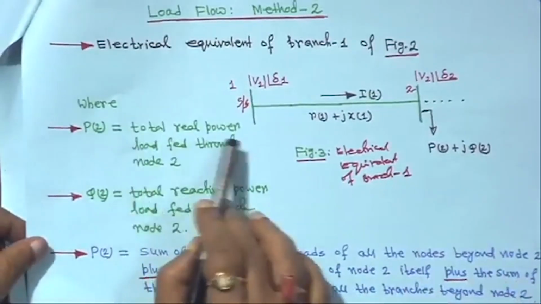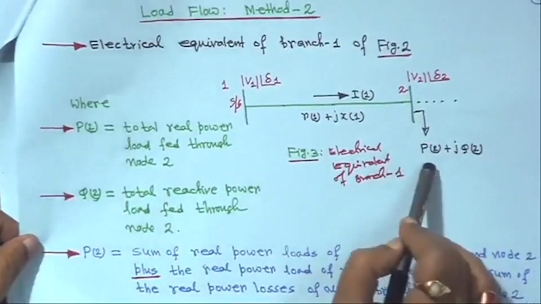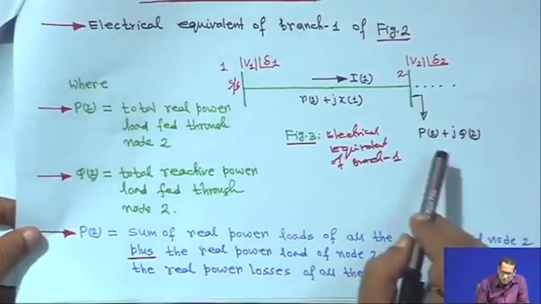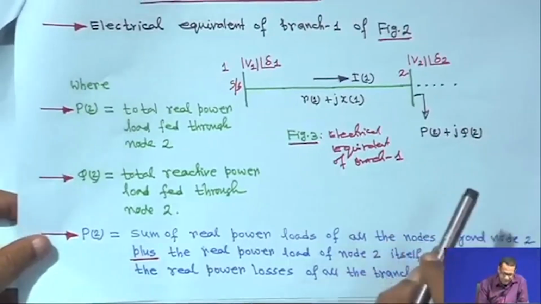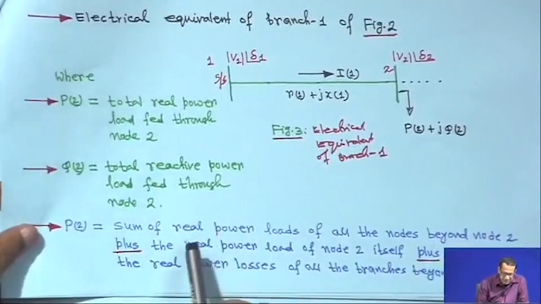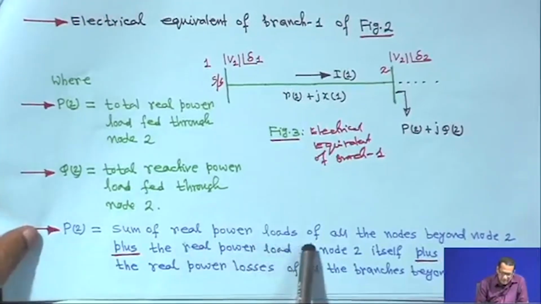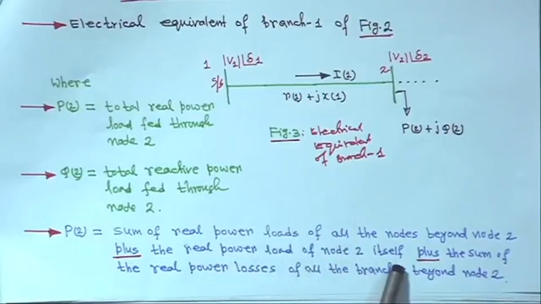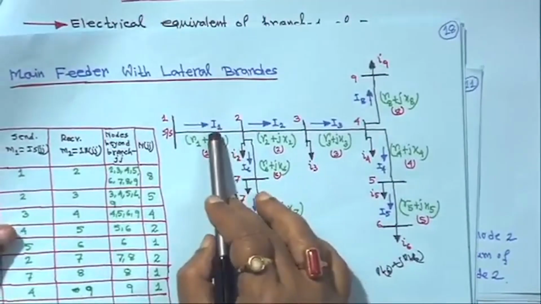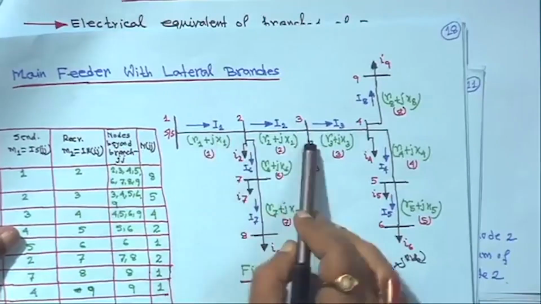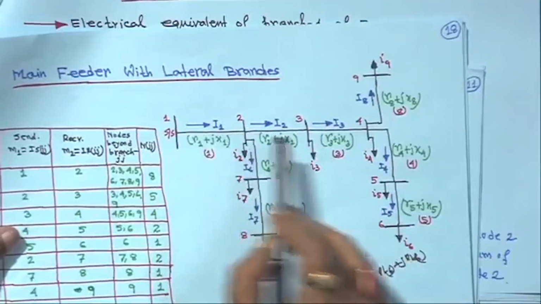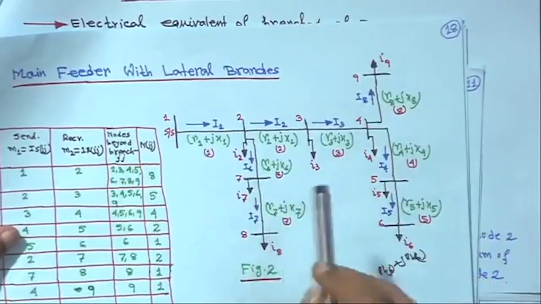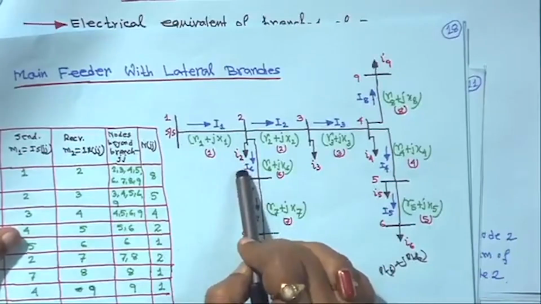Now, P2 is equal to the total real power load fed through node 2, right. Similarly, Q2 is equal to the total reactive power load fed through node 2, right. Now, what is P2? I told you that P2 is equal to the sum of the real power loads of all the nodes beyond node 2 plus the real power load of node 2 itself. That means you sum up all the loads beyond node 2, this node, this node, and so on, plus the load of node 2 itself, that is your PL2.